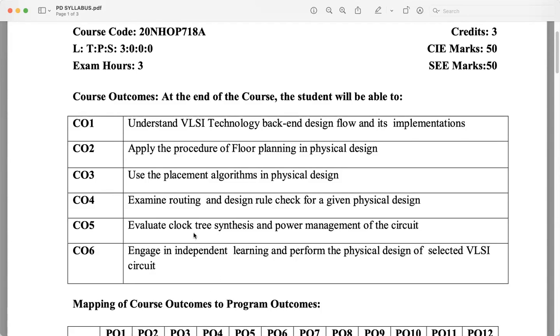So the next one is to use placement algorithms in physical design. Now physical design, as I told you, is a very huge concept, and there are many things to learn in it. There are a lot of algorithms, and all these algorithms are meant to make sure that things are placed properly, and we get the most optimized way of dealing with circuits.